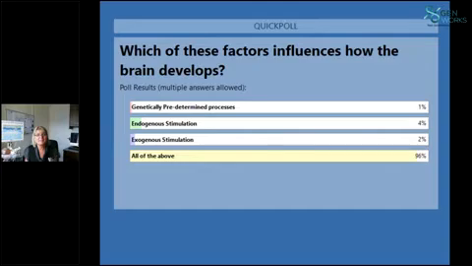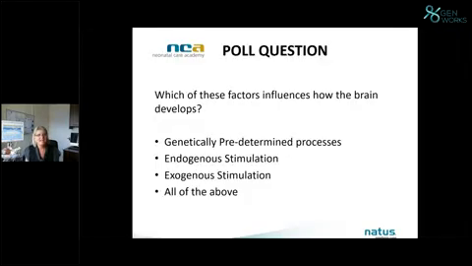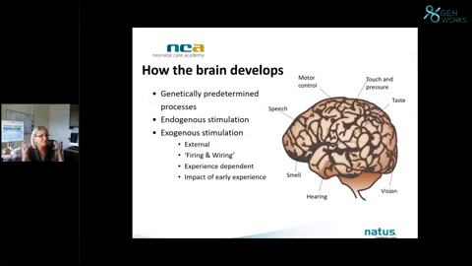So 96% of you guys think that all of these factors influence how the brain develops. So again, let's give you the answer. And in fact, yeah, 96% of you really are correct. Hopefully the slide's coming up. There we go. So 96% of you really are correct. There's lots of factors to how our brains develop. It is partly a genetically predetermined process.